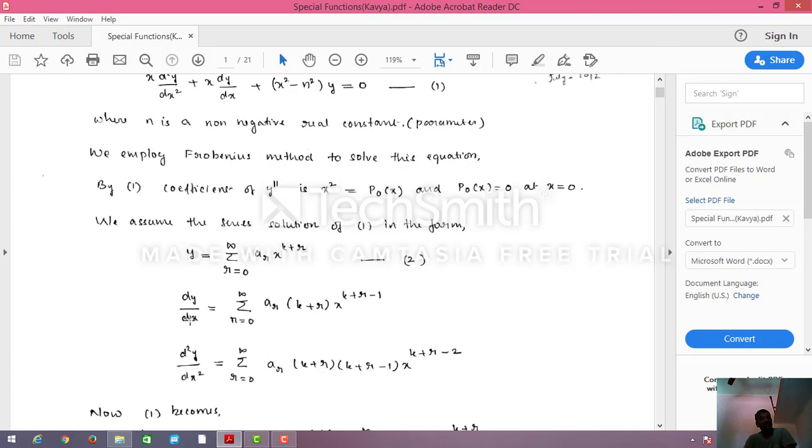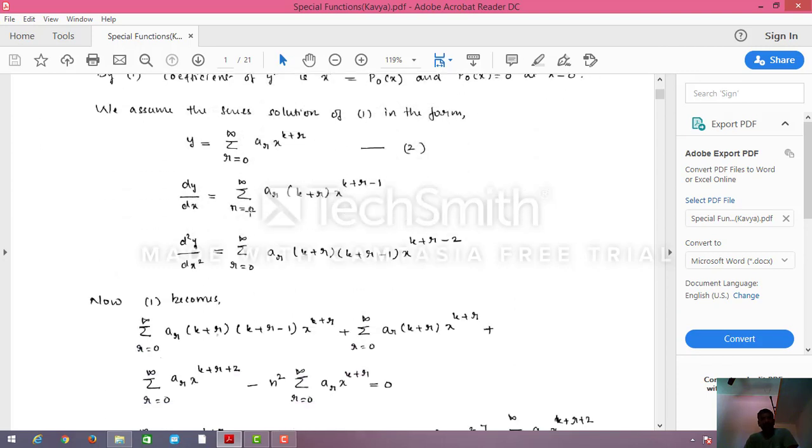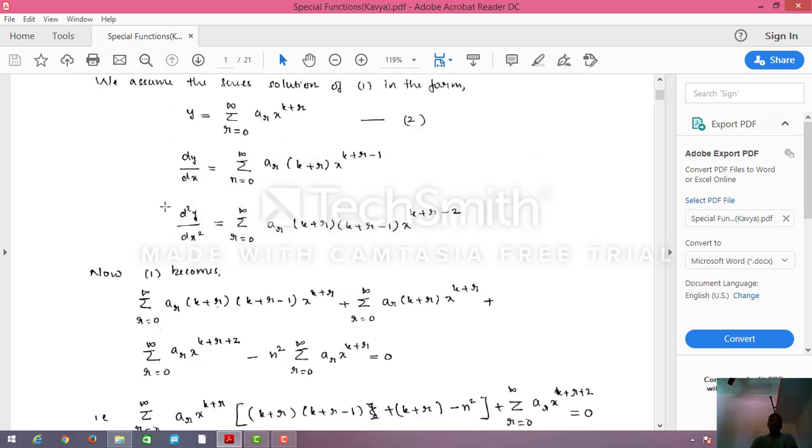Then again I will differentiate this dy by dx. You will get d square y by dx square equal to ar into k plus r, and differentiating x power k plus r minus 1, you get k plus r minus 1 into x power k plus r minus 2. Now I have found the y value, y dash value and y double dash value. I am going to substitute them in equation 1 and multiply at the same time.